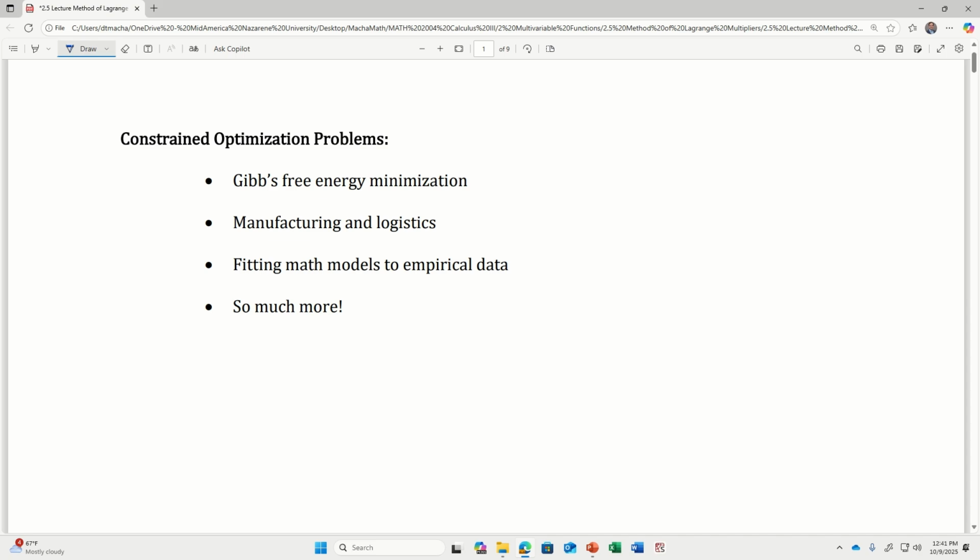So constrained optimization problems happen all over the place. When I say Gibbs free energy minimization, I'm thinking about the context where I've got a chemical reaction. I know it's going to equilibrium. We're giving it sufficient time and sufficient temperature that this reaction is going to go to equilibrium.